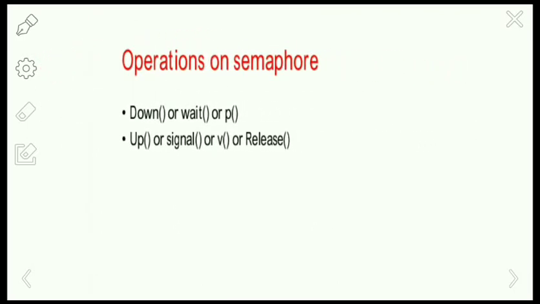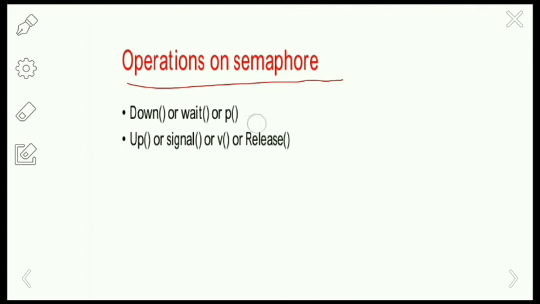So next, coming to the operations on semaphore. We have two types of operations performed on a semaphore. The down operation, or wait operation, decrements the semaphore value. If the value becomes negative, then the process executing the wait is blocked.